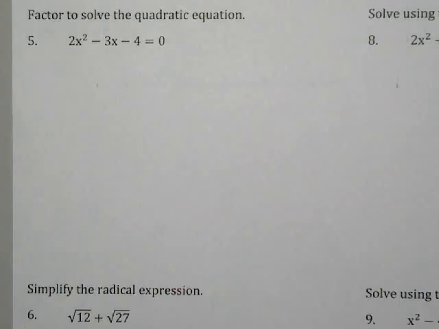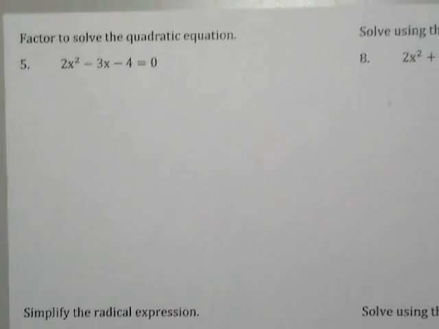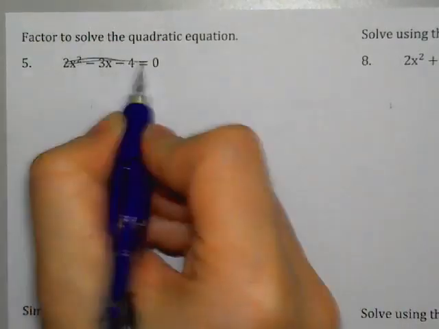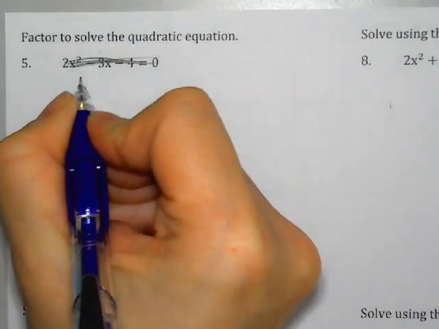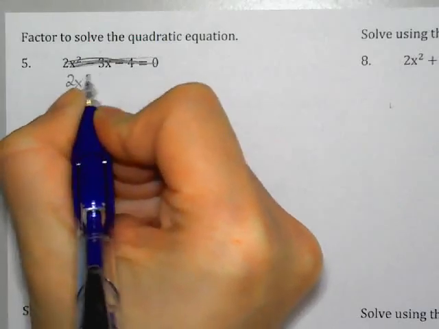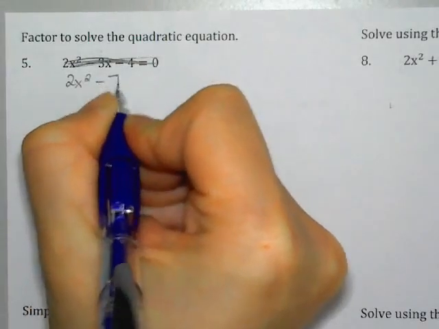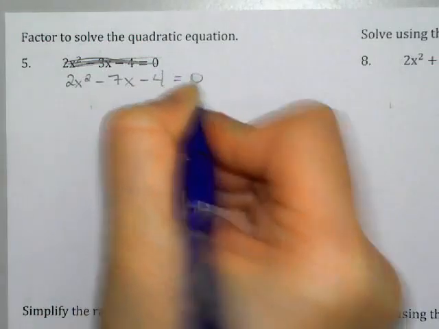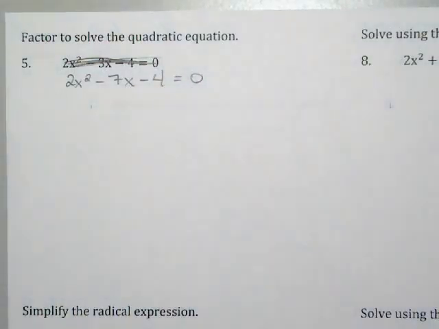All right, on number 5, the first thing that I need you to do is change that problem so that it is 2x squared minus 7x minus 4 equals 0. The one that was originally on there was not factorable, so you will get a factorable one.